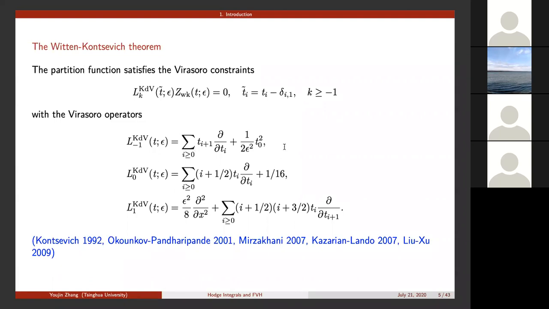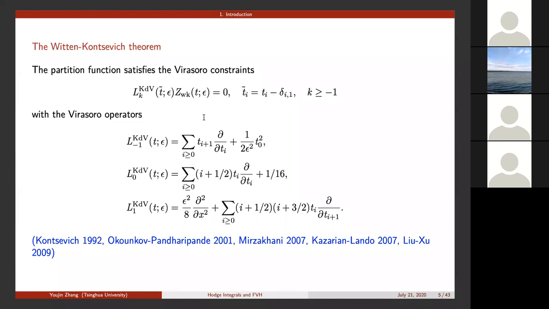So the KdV hierarchy says, corresponding to the so-called Galilean symmetry of the KdV hierarchy. The KdV equation is invariant under the Galilean transformations. And then L0 is the so-called scaling symmetries of the KdV hierarchy and so on. So this is the well-known Virasoro symmetries corresponding to the KdV hierarchy.